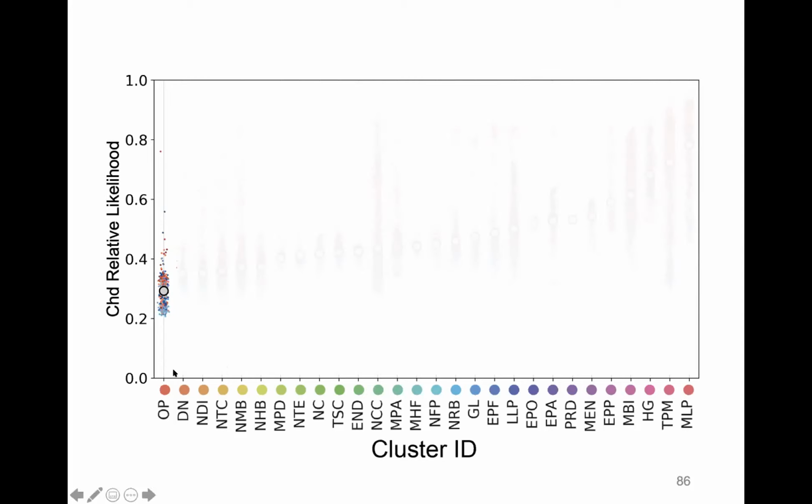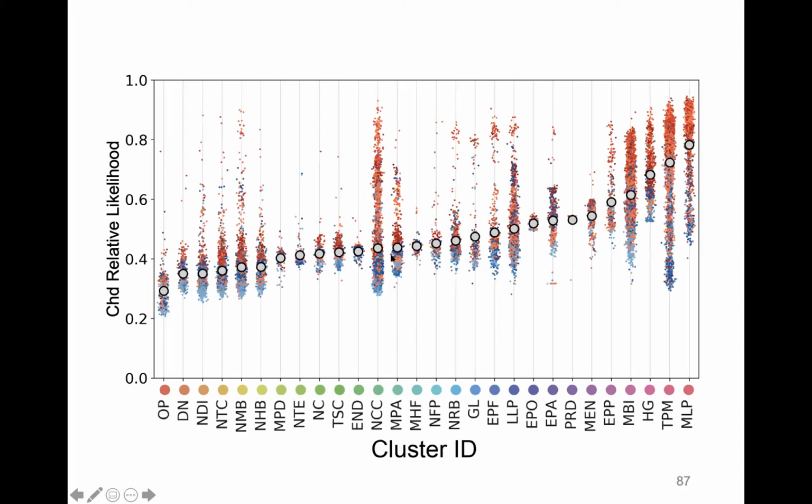So if you look at this cluster OP, this stands for optic precursors. There's a full figure legend in the manuscript. But in this cluster, what you see is that there's relatively little variation around the mean for that cluster. So almost all of the optic precursor cells are depleted. But when we look across all of the clusters, we see that this is not actually the case for everyone.